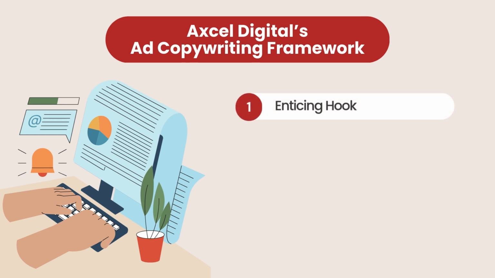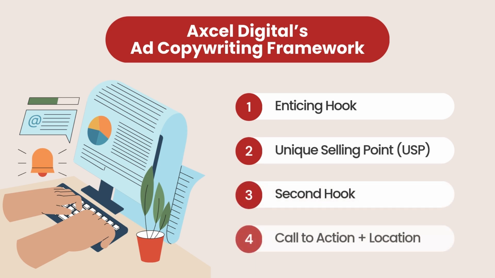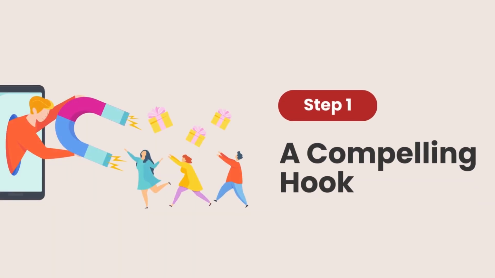Start off with a strong hook, then highlight the benefits or the unique selling point. Follow this by a second hook to prompt action, and finish it with a clear call to action. Let's go over these 4 steps individually to understand them better. Step 1. Start with a hook.